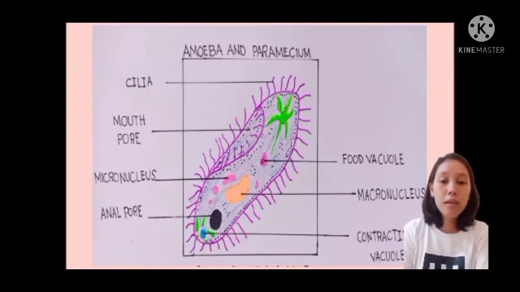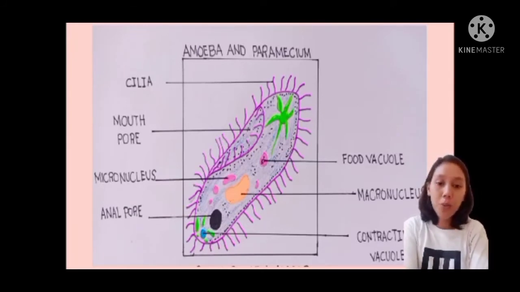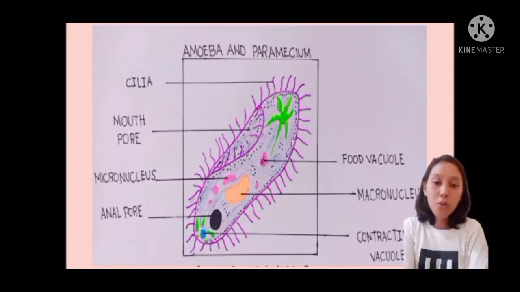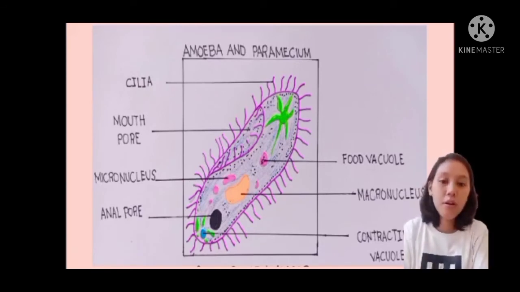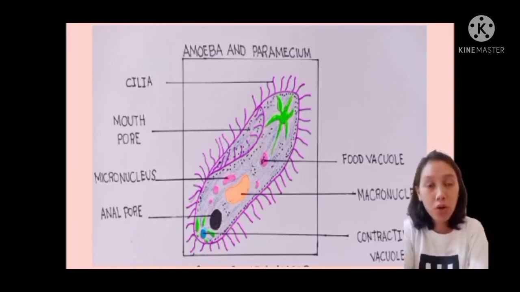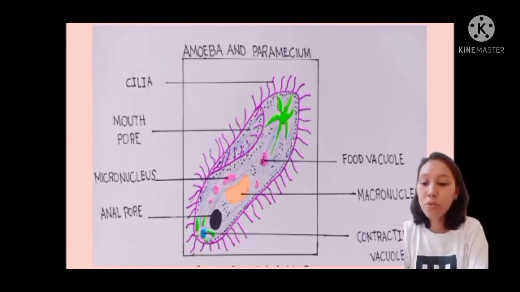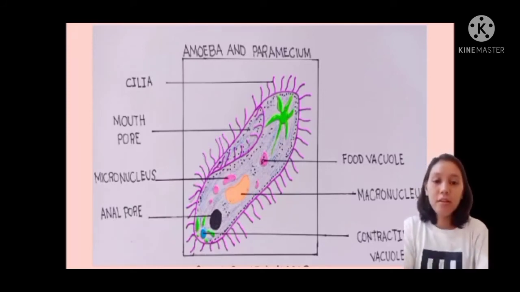It also has two nuclei. The first one, the larger one, is the macronucleus. It is responsible for metabolic and non-reproductive functions. And the second one, the smaller, is the micronucleus. It is responsible for the actual cell division when it's time for the Paramecium to divide.